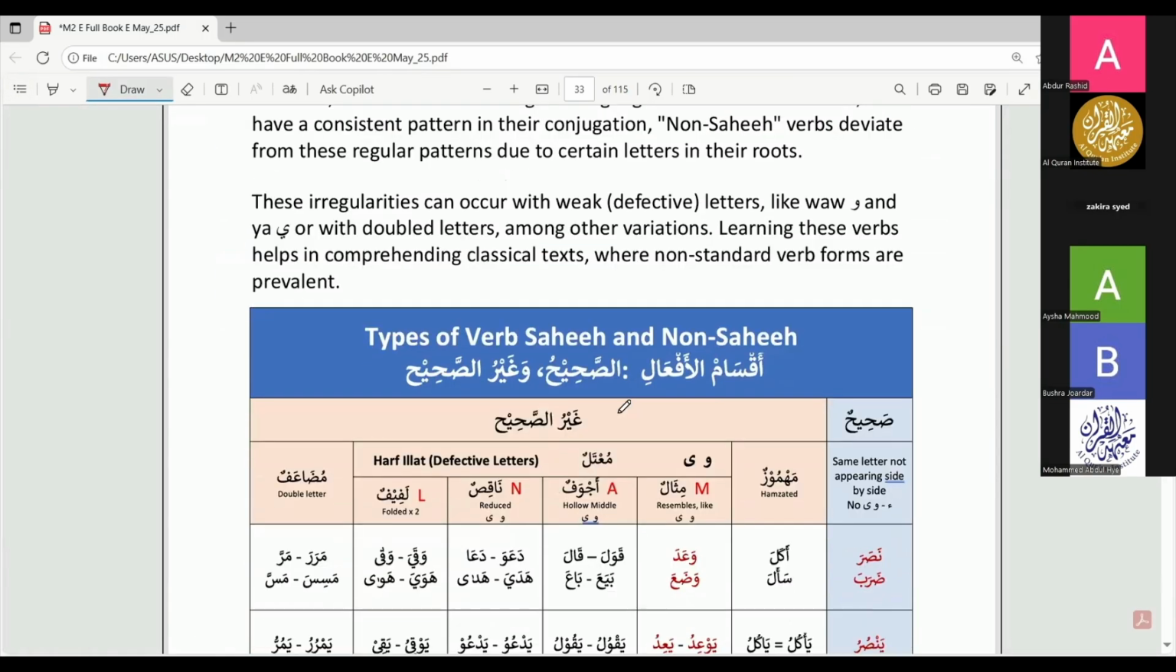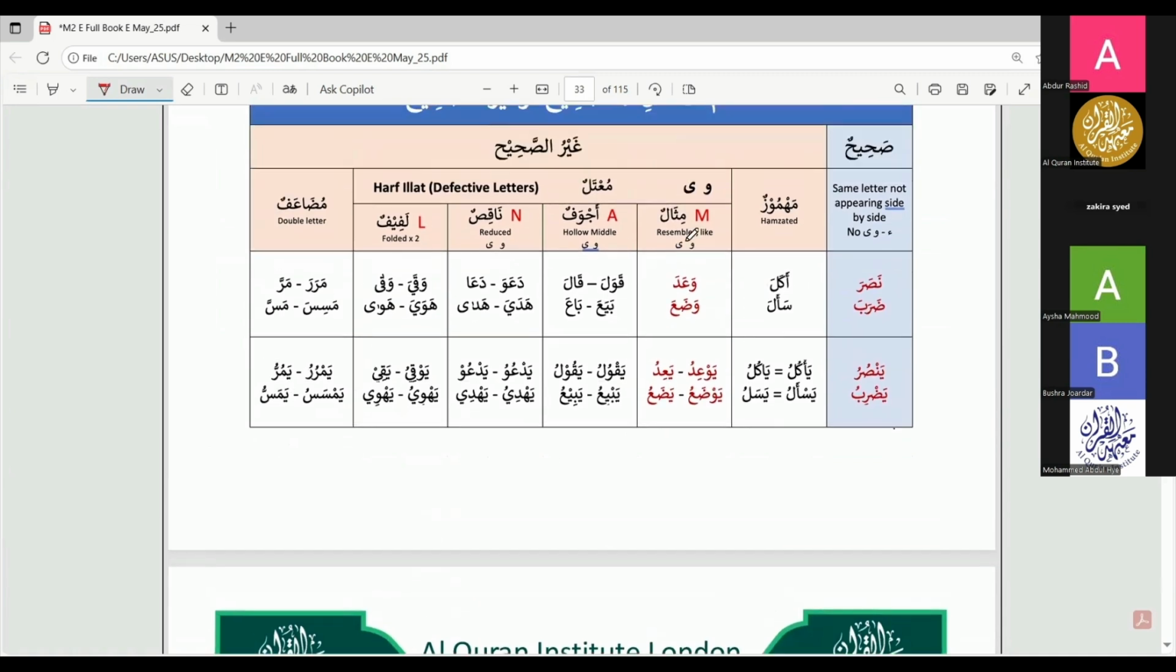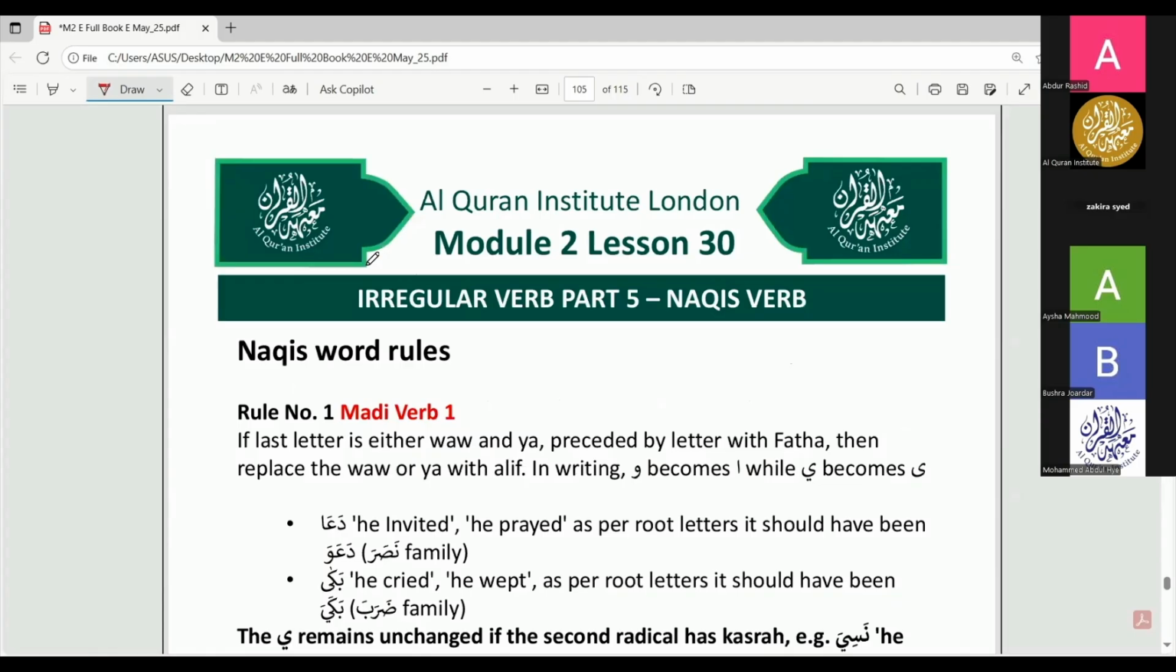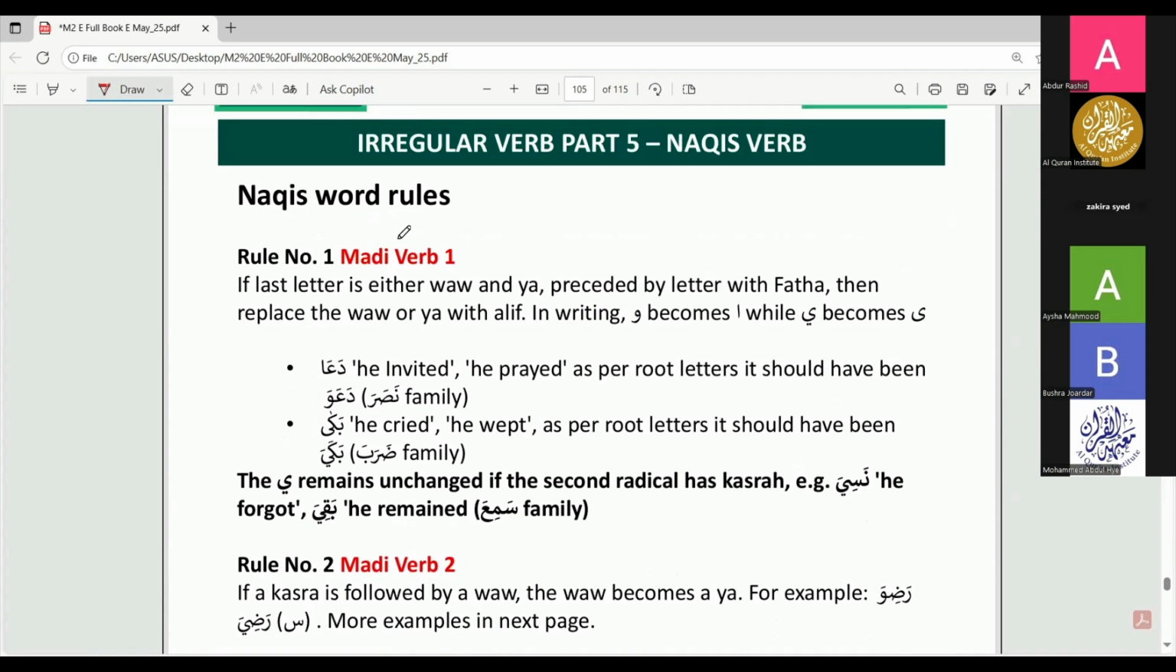We just open it very quickly. So mutal, we memorized that it's categorized with 4 letters, which is manal, mithal, jawab, naqis, and lafif. And I'll be covering naqis, which literally means reduced. It is when the harf illa, the defective letters, the waw and ya, is in the third radical of the word, which is in the end. And in naqis verbs, as in other verbs, we have several rules. So the first rule, I would say, is the fatha rule.